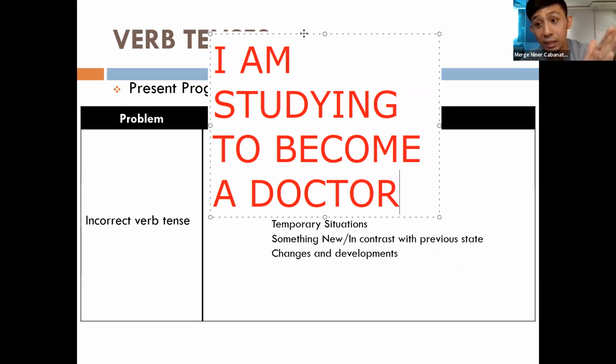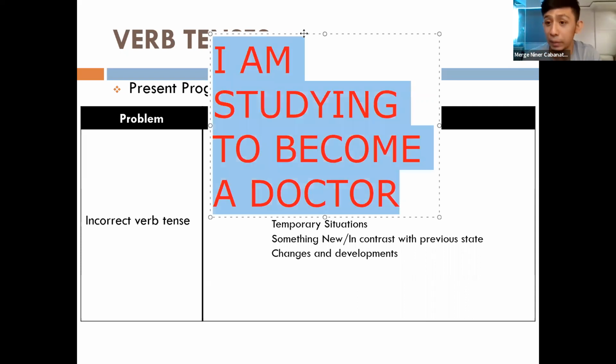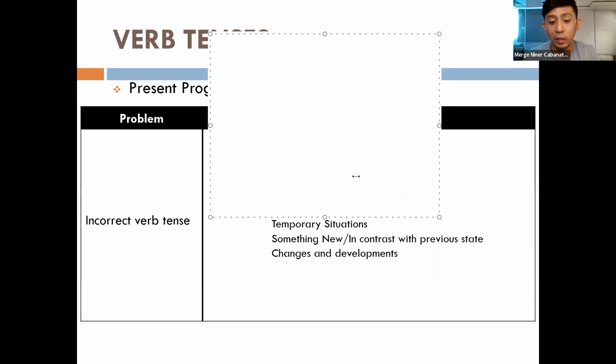Am, is, are, she is studying Japanese. Ngayon ba, nagsastudy siya, magkakasama tayo, nagsasamgyup tayo? Hindi. She is in the process of studying the Japanese language. It doesn't mean right at this very moment. Okay. So that, yes, Sir Vance.